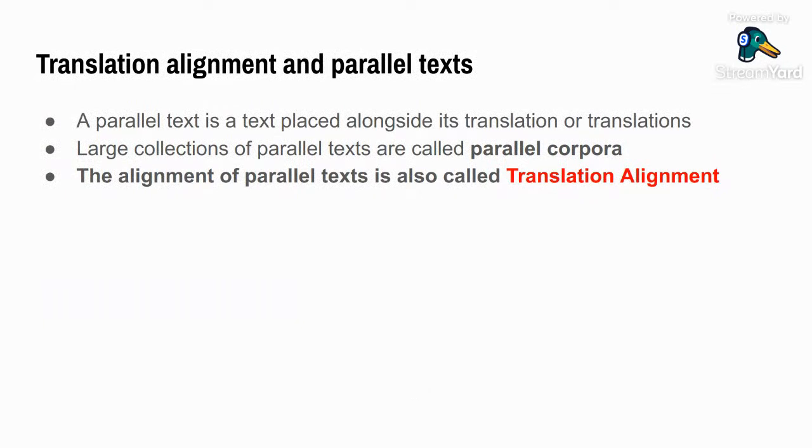What parallel text is? Parallel text is text placed alongside its translation. And when we have a group of texts, we call it parallel corpora. I mean, parallel corpora are very important for translation alignment and for automatic translation alignment and machine translation, because they can help us to find connections between vocabulary in the different languages.